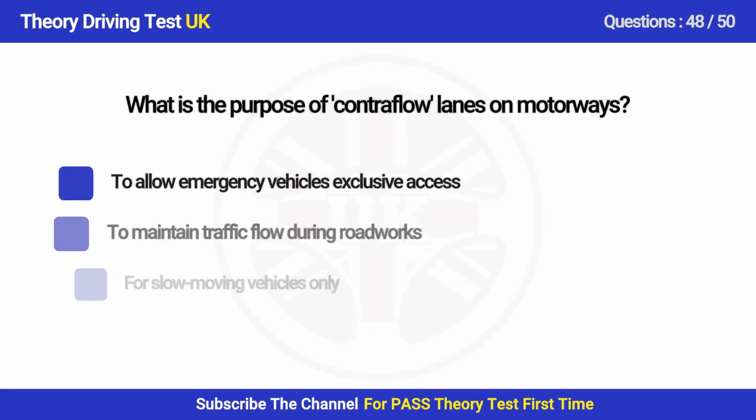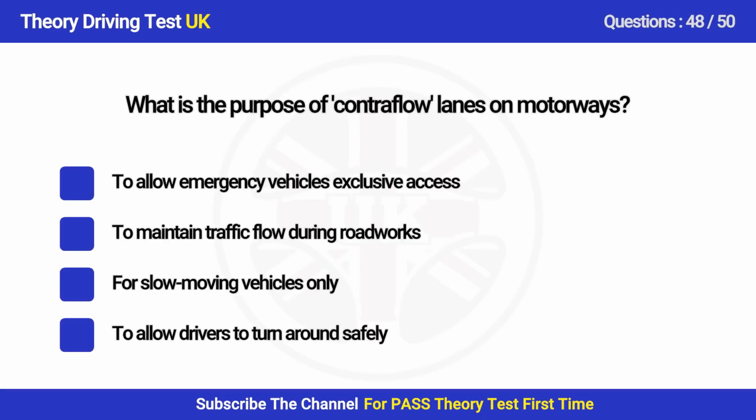Question 48. What is the purpose of contraflow lanes on motorways? A. To allow emergency vehicles exclusive access. B. To maintain traffic flow during roadworks. C. For slow-moving vehicles only. D. To allow drivers to turn around safely.